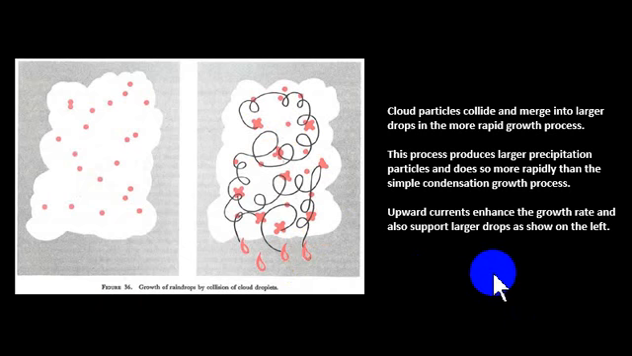And the faster way, where we get heavy rain or downpours, we have cloud particles. This is in your text. Cloud particles collide and merge into larger drops, and they detach and they grow like that. This process produces larger precipitation, bigger raindrops, and does so more rapidly than the simple condensation growth process that we mentioned before. Then we add upward currents that enhance the growth rate and support larger drops, as shown here on the left.